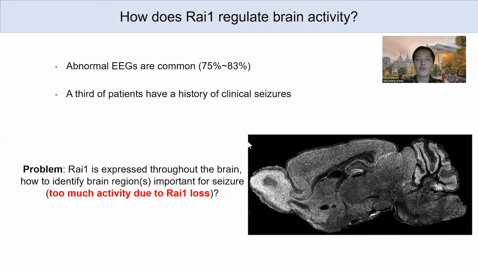One of the problems in understanding how RAI1 regulates brain activity is that, at least in mice, and that's true in humans too, RAI1 is expressed throughout the brain. It's very widely expressed. So how do we identify brain regions important to seizures, right? Like what brain region is responsible for driving neural hyperactivity when you have RAI1 loss?